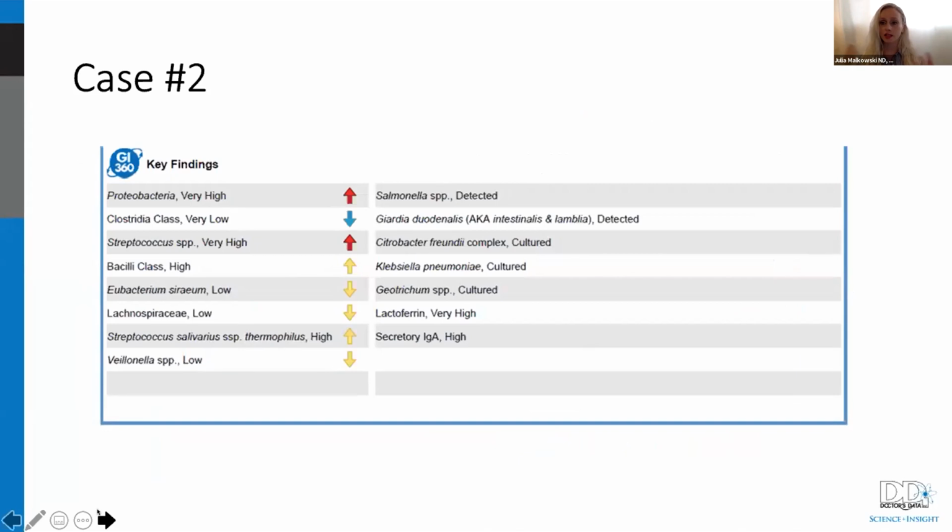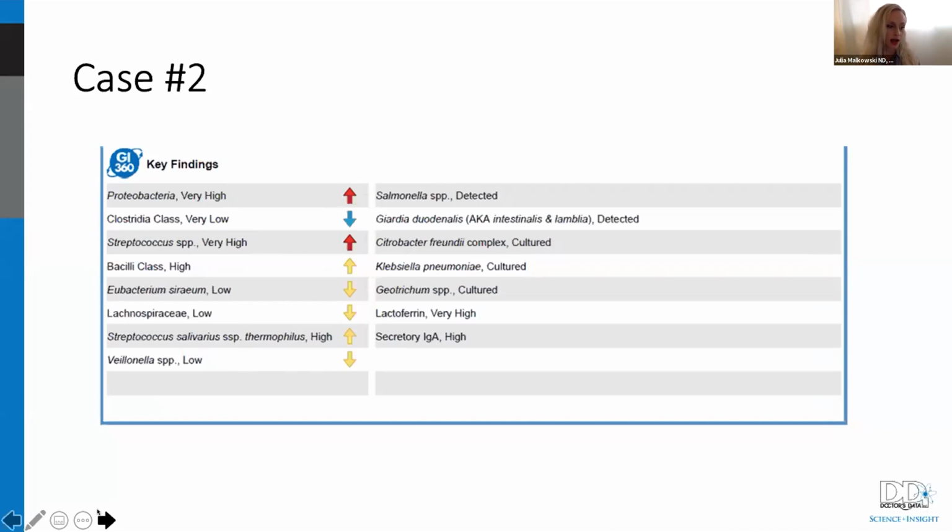Now here we see the detailed information regarding this patient's microbiome. Proteobacteria are very high. Those are associated with inflammation. Clostridia class are very low. That's a broad group, but generally beneficial. So the patient could use a dietary intervention here of soluble fiber, chickpeas, things of that nature.